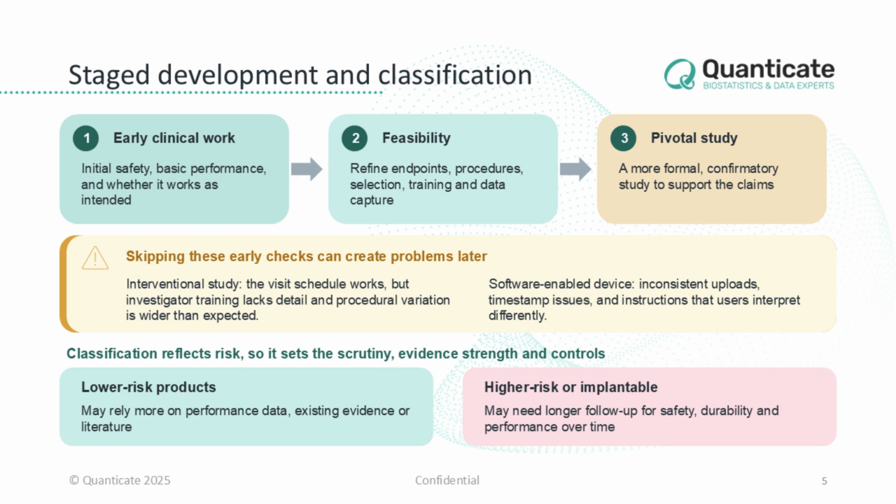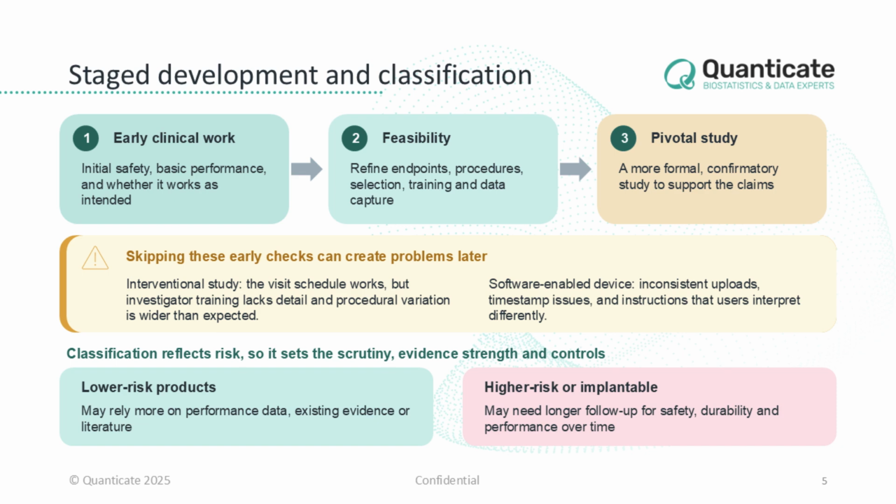For example, in an interventional device study, a feasibility phase might show that the visit schedule is workable, but investigator training lacks detail and procedural variation is wider than expected. For a software-enabled device collecting repeated measurements, early use may reveal inconsistent uploads, timestamp issues, or instructions that users interpret differently. These details can affect endpoint reliability and data quality.